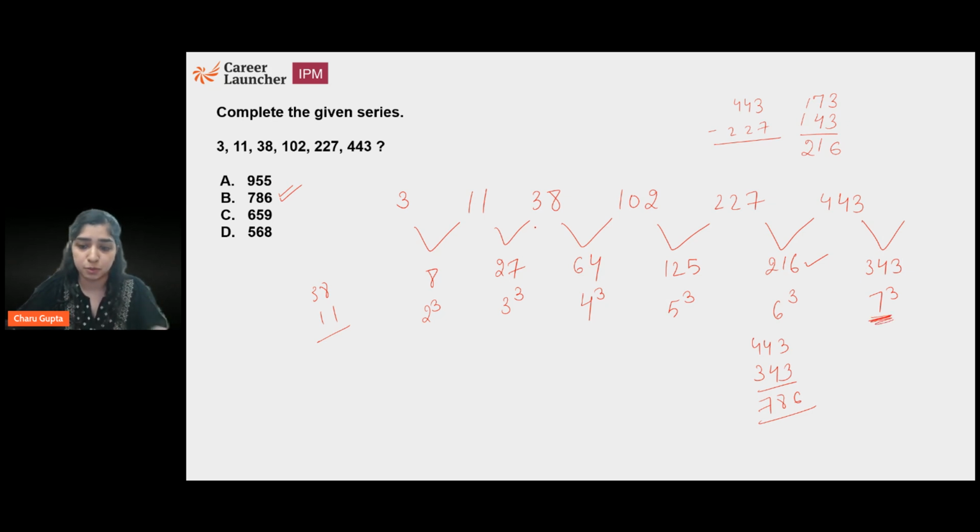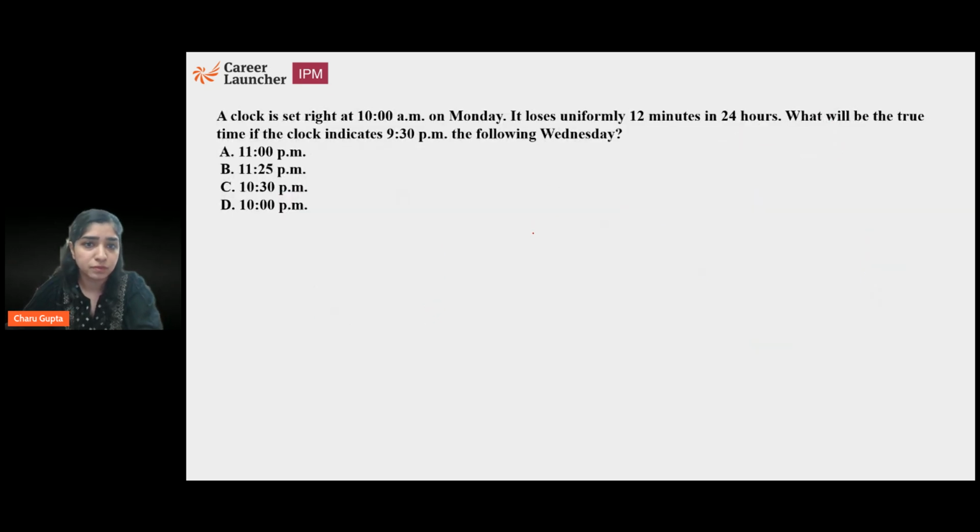Okay, it helps. Let's go to the next question. A clock is set right at 10 a.m. on Monday. It loses uniformly 12 minutes in 24 hours. What will be the true time if the clock indicates 9:30 p.m. the following Wednesday?